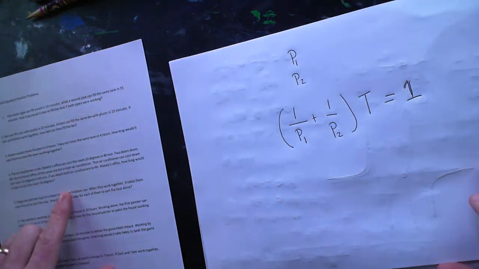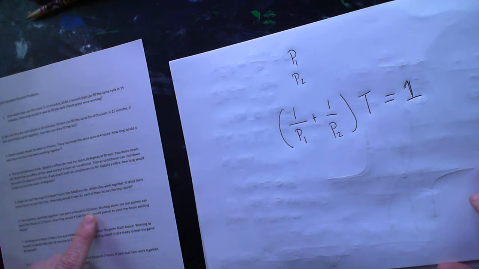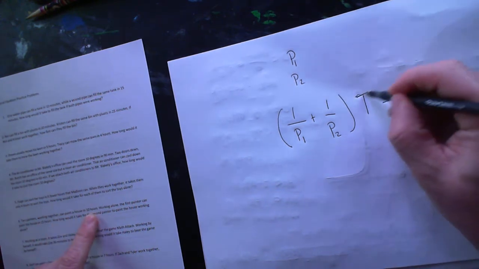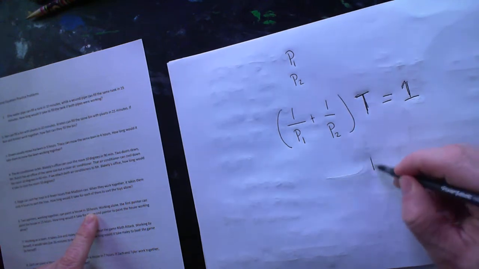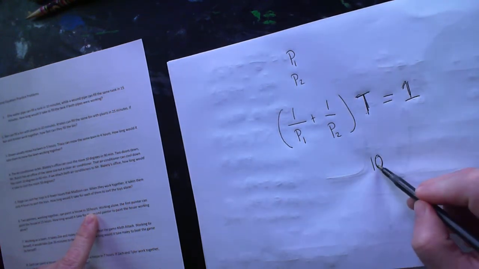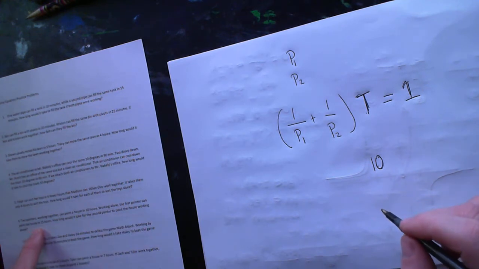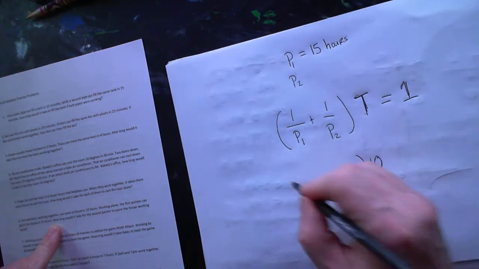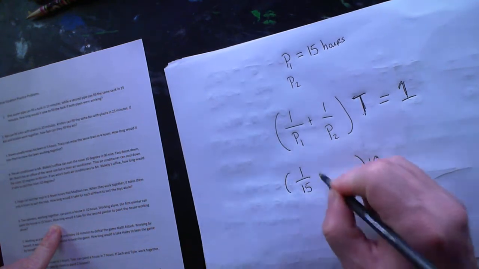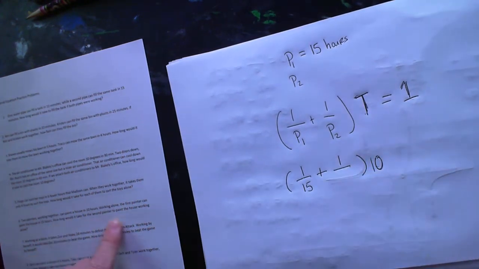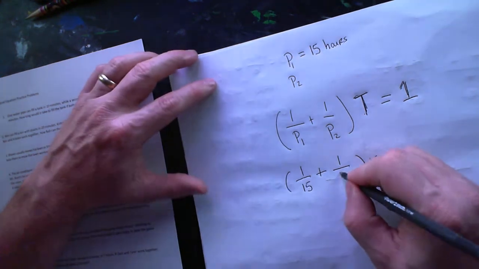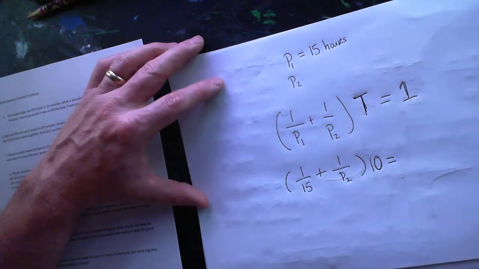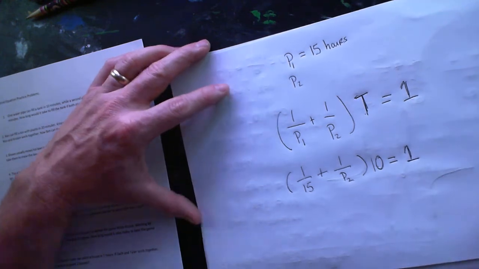So in this particular problem, it tells us that working together, they can paint a house in 10 hours. So that's their together time. So we're going to replace that T with a 10. Working alone, the first painter can paint the house in 15 hours. So painter 1 can do it in 15 hours. So in our formula, we're going to go 1 over 15 plus 1 over... Now, the question is, how long would it take the second painter if they were working alone? So that variable remains, and it still equals 1.